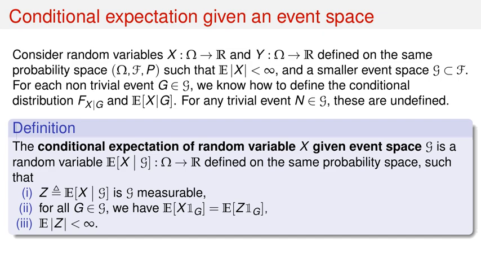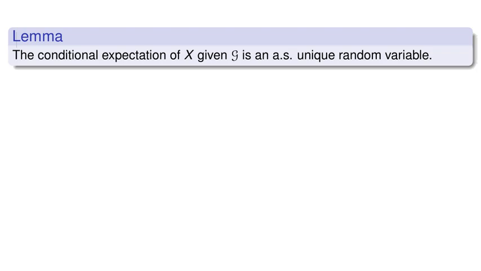Second, the averaging property must hold for all events G in the sigma algebra script G. The expectation of X times the indicator of G must equal the expectation of Z times the indicator of G. Third, Z must also be integrable, meaning the expectation of the absolute value of Z is finite. An important lemma states that this conditional expectation of X given script G is an almost surely unique random variable.